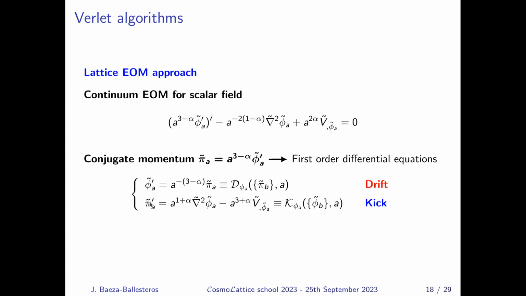And then the second one is that the derivative of the conjugate momentum is this term here, which is just related to the gradients and the potential of the scalar field. And this is the kernel that we were introducing before, and it's also known as the kick. So what are these Verlet algorithms? These Verlet algorithms are just a way of solving this drift and this kick in an iterative manner.